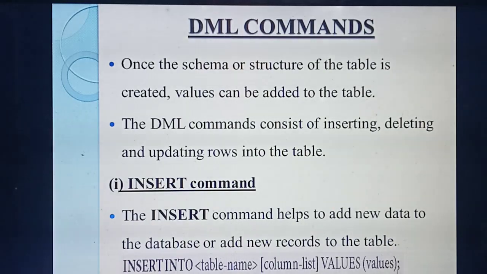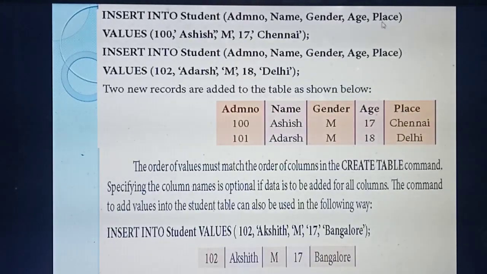What are the values you need to enter? All the values you should give inside the bracket, then end with a semicolon. Very, very important. Once more, what's the syntax for inserting data? Insert into table name, then column list, then values, inside you give the values, ends with a semicolon.